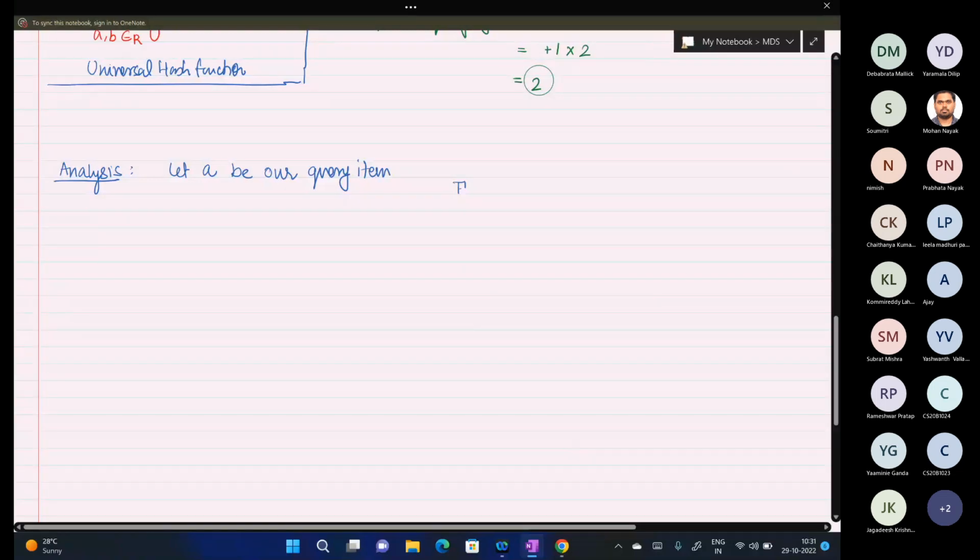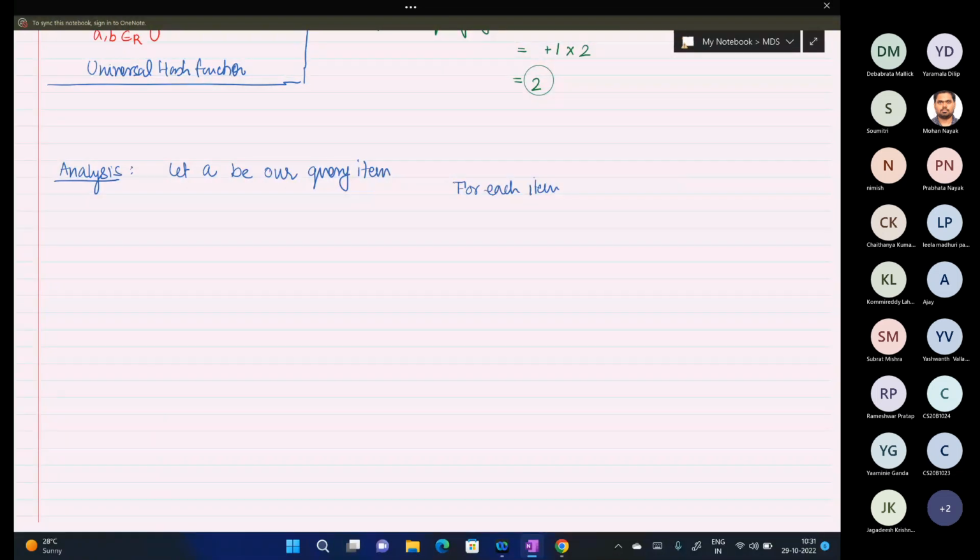Then for each item, say j in n, I use this indicator random variable yj, which takes value 1 if h of j is equal to h of a, and 0 if h of j is not equal to h of a. So basically it takes value 1 if the jth element is also mapped to the same bin in which the element a has been mapped, right?